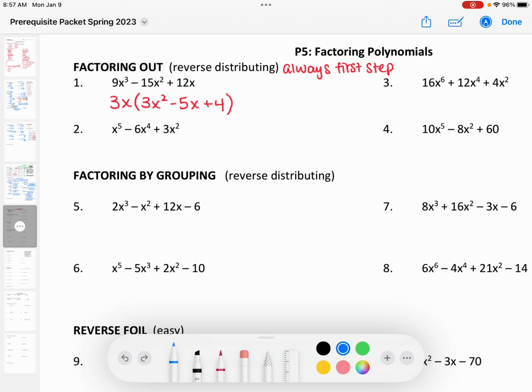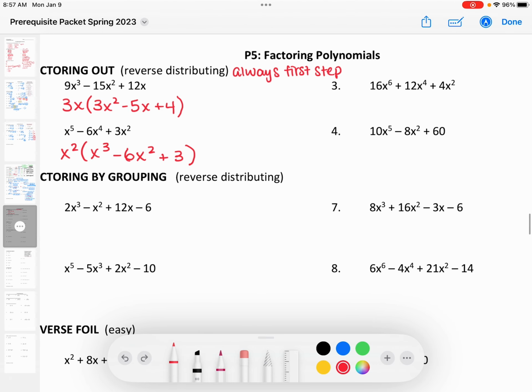So that's the idea of factoring out. We want to look at all terms and see what we can factor out. In this case, an x squared factors out. And then we'll get to later, sometimes you can factor the rest of this stuff, but for right now we're just focusing on factoring out the greatest common factor.